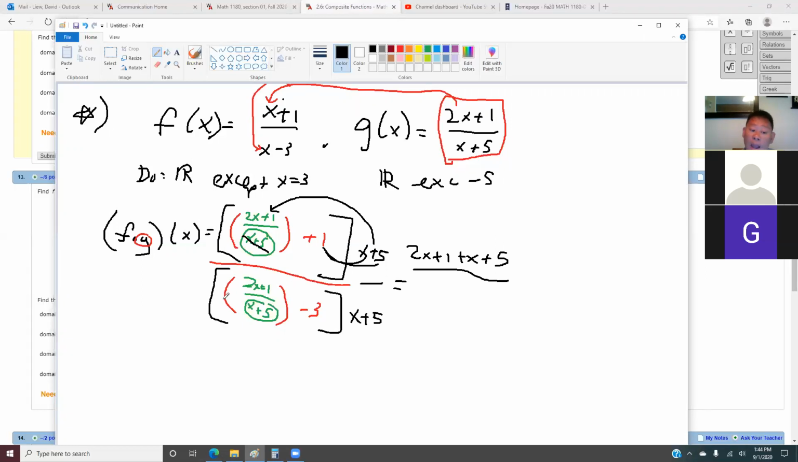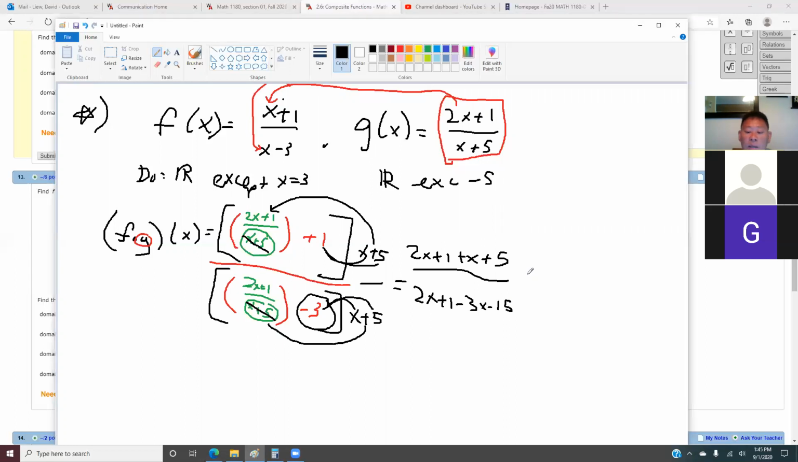Okay. Same thing happens to the bottom one. When you distribute the x plus 5 inside, this x plus 5 will cancel with this x plus 5. You will get 2x plus 1 here. But then this negative 3, you have to distribute to it. So what you get in this case is negative 3x minus 15.